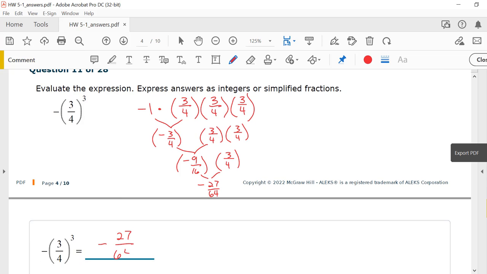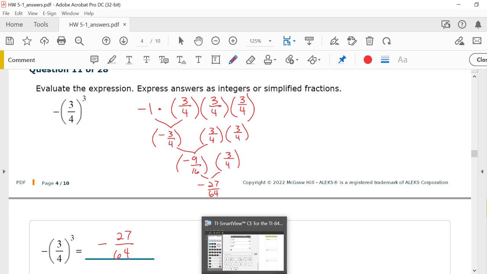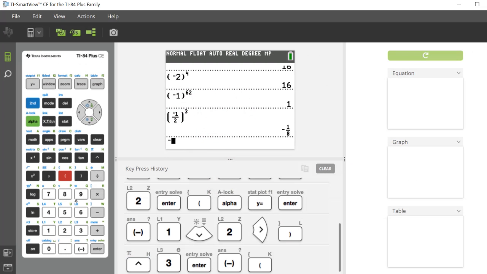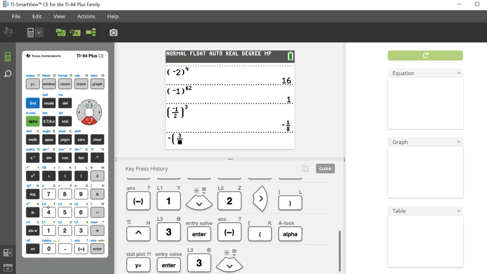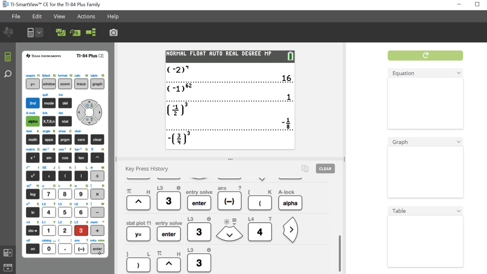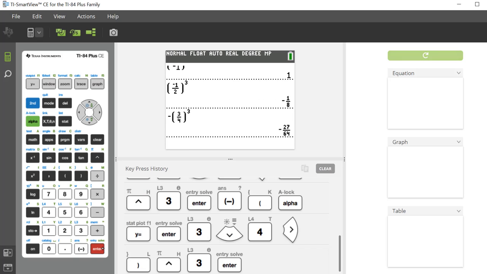Negative 27 over 64. To confirm it on the calculator, negative, here comes a fraction, 3/4 to the third is negative 27 over 64.